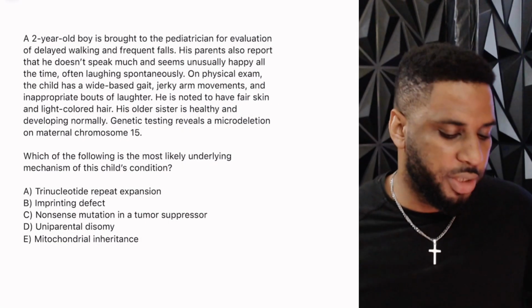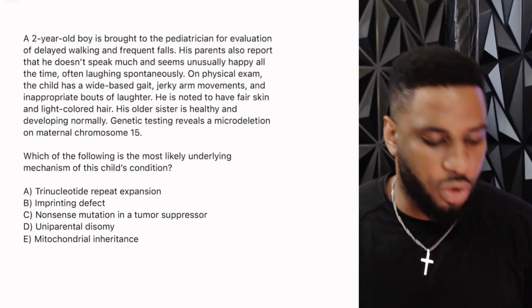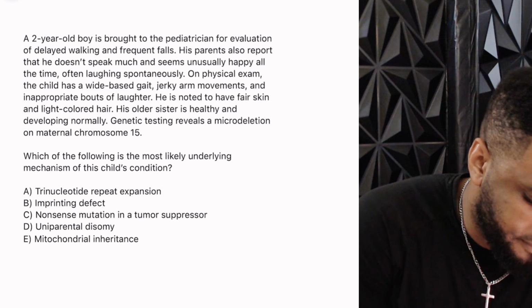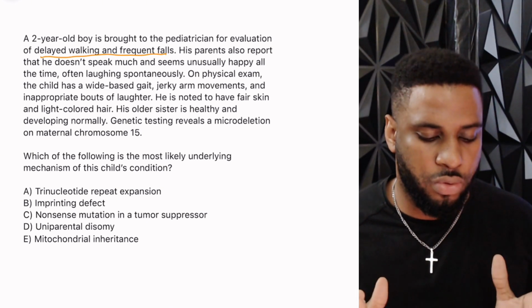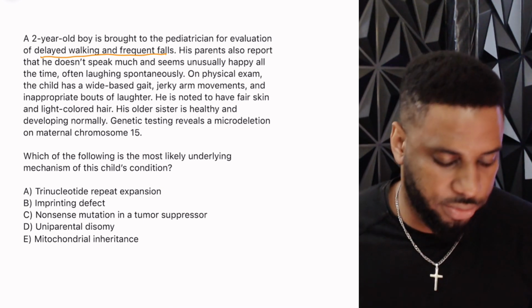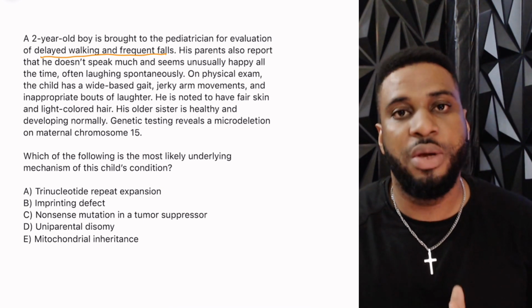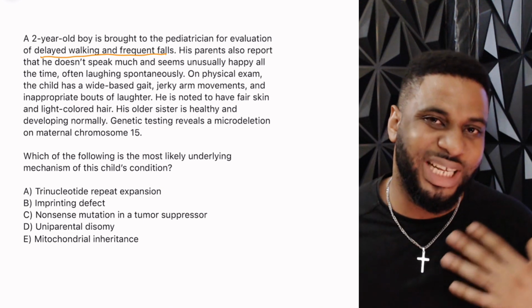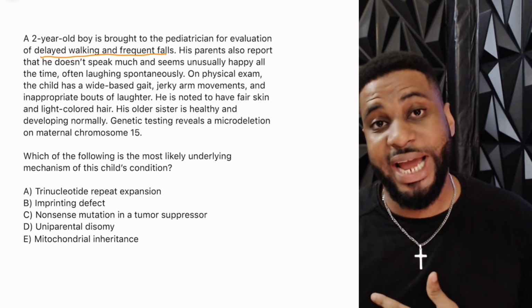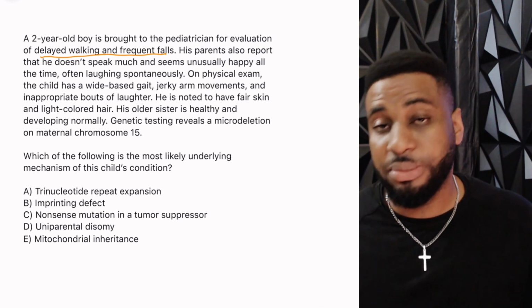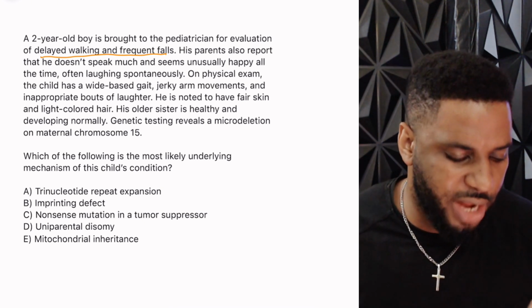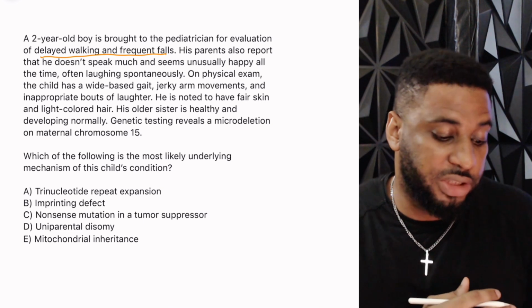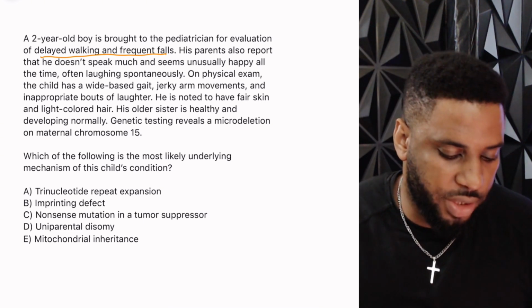A 2-year-old boy is brought to the pediatrician for evaluation of delayed walking and frequent falls. Delayed walking and frequent falls, right there you go. What is that? You're not sure. Why is he having delayed walking? Why is he having frequent falls? You're supposed to start thinking of differential diagnosis. Some of you may be thinking of Duchenne muscular dystrophy, maybe myotonic dystrophy. You're thinking of something, right? Why will a child have delayed walking and frequent falls?